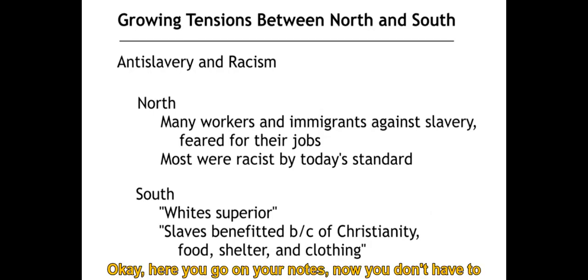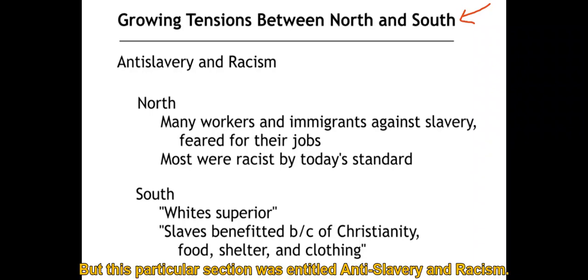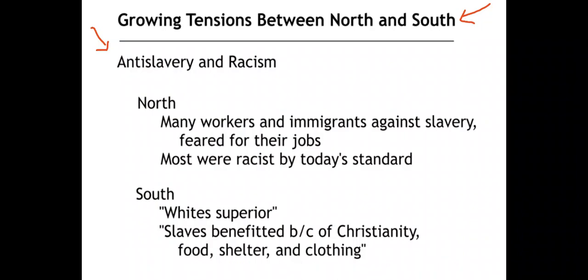Okay, here you go. On your notes, now you don't have to write this because you already have this on top of your paper. But this particular section was entitled Anti-Slavery and Racism. So write these things down, and then you'll hit play, and we'll be ready to go again.